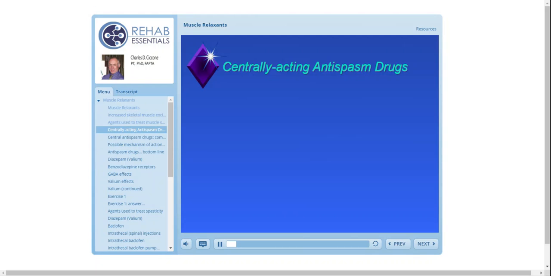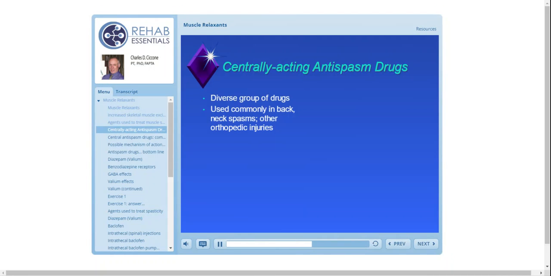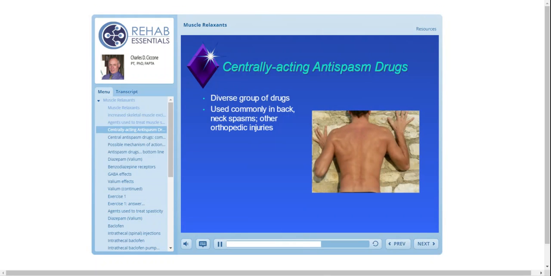So we're talking now about these centrally acting antispasm drugs, which, as I said, are fairly diverse and eclectic in terms of their similarity. They're not very similar to one another. And they're used commonly in back spasms, neck spasms, and various orthopedic injuries that lead to that tonic, hardened muscle contraction that we classically see again in the paraspinals, the trapezius, the levator, the rhomboids. And again, we're going to take a look at these drugs and talk about how they work.